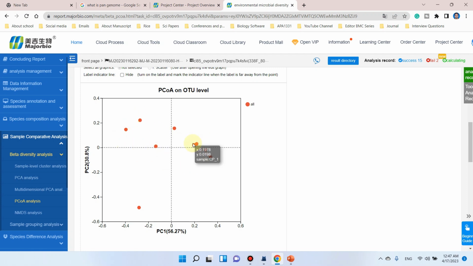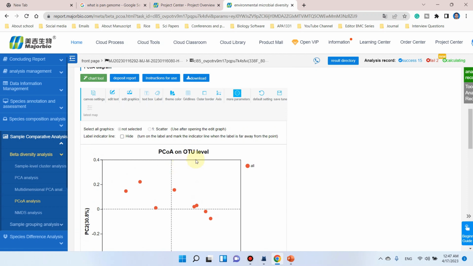So similarly, you can see here the management group. This is also the management group. So it means the management groups are also placed together. So it means our principal coordinate analysis at PC1 is 56% and PC2 is showing 30% variation.